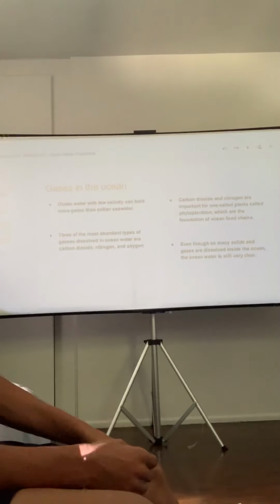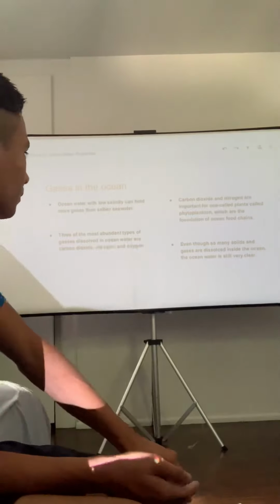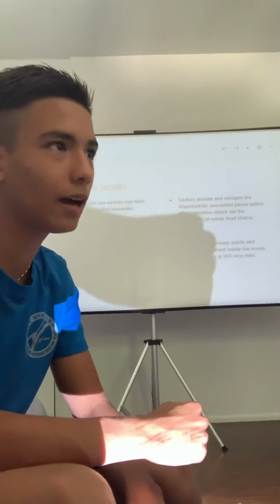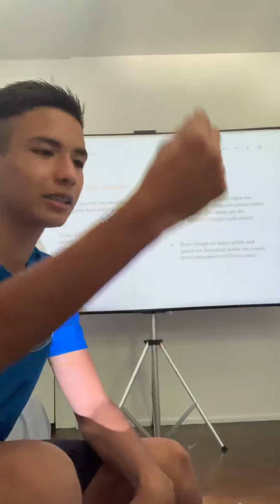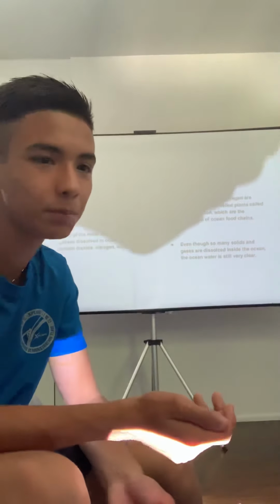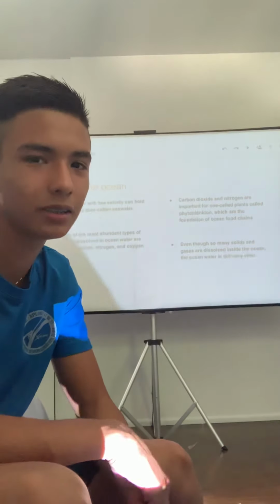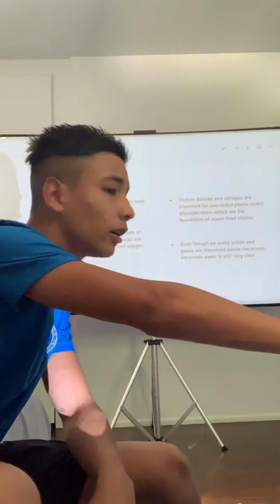And for the fourth one, I'm going to be talking about how even though so many solids and gases are inside the ocean, the water is still very clear. Let me explain this more. Let's say we have a cup again. I put salt inside the cup, and we have the sunlight going through. Let's say it's a clear cup, and the sun is going to go through that clear cup because there are still spaces in which the sunlight can travel through.